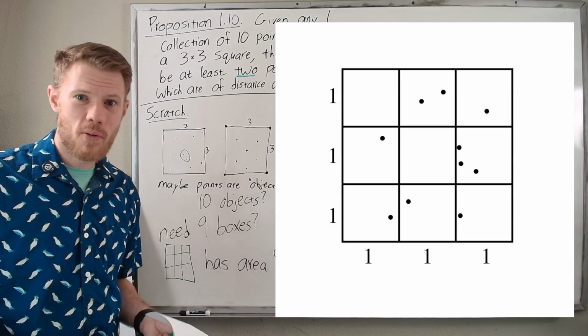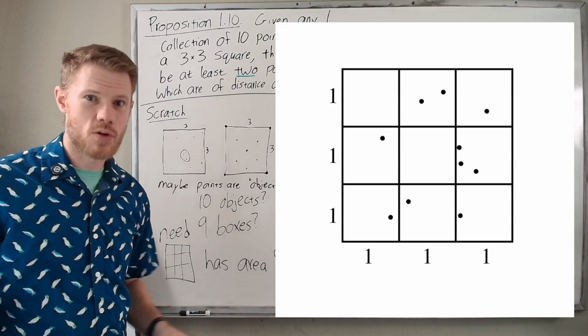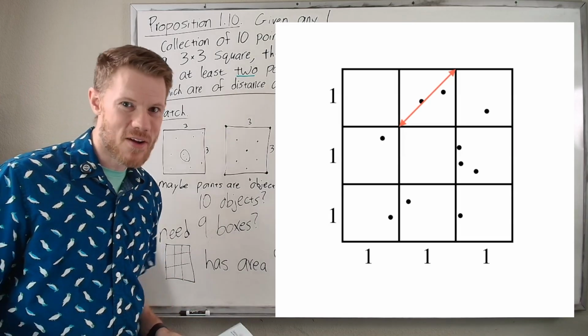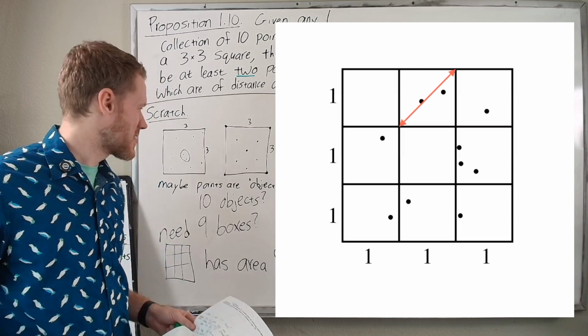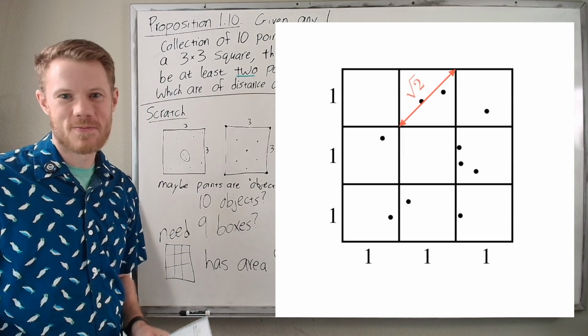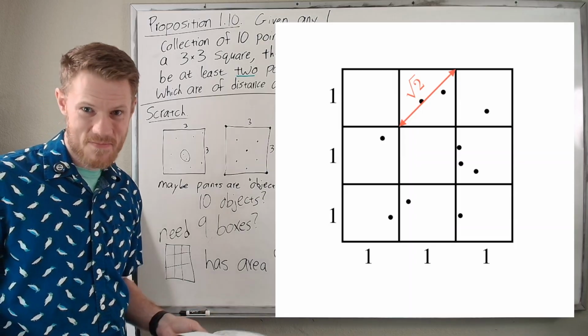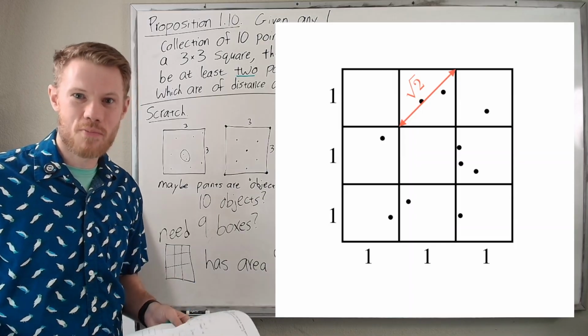Well, the furthest 2 points could be in a square is if they're on opposite corners of each other. And how far away are the opposite corners? Testing your Pythagorean theorem knowledge. Square root of 2. Do you see? So this is the approach we're going to take in our proof.